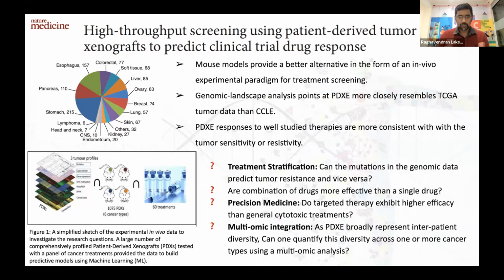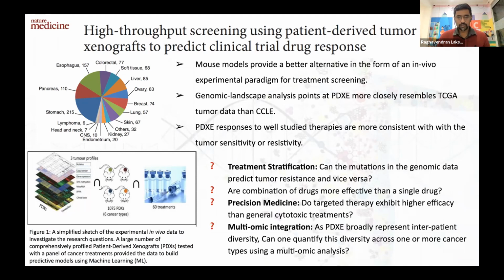So such a wealth of data generates a plethora of research questions, as I already posed. One can employ this data in various analytical pipelines to study treatment stratification. Can the mutations in genomic data predict tumor resistance, or vice versa? Can tumor resistance relate to significant mutations in those models? Or are combinations of drugs more effective than single drugs? Or how do different combinations of drugs work well or not work well together? Or can we find the underlying biology behind this?